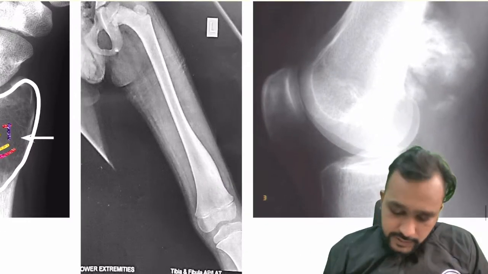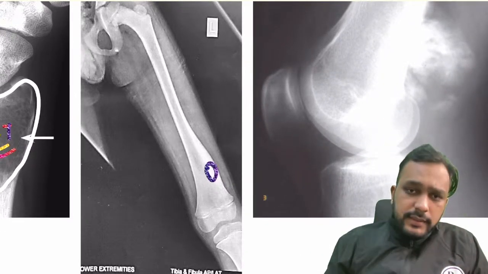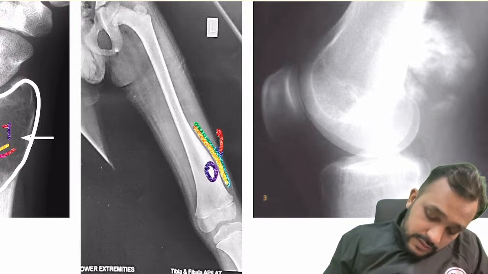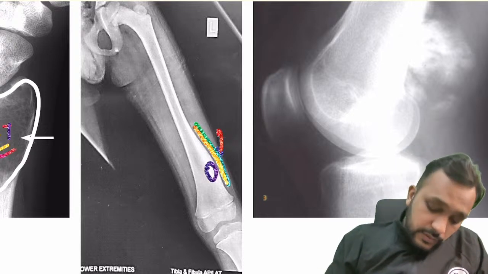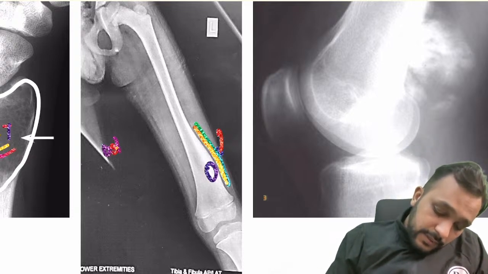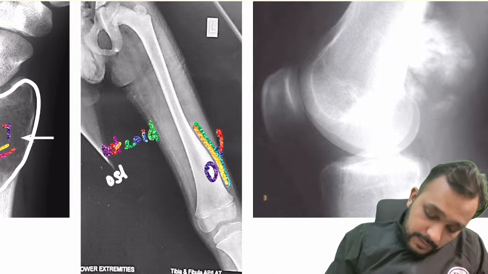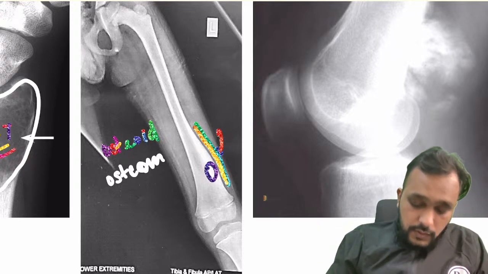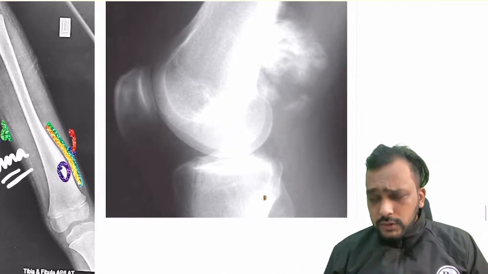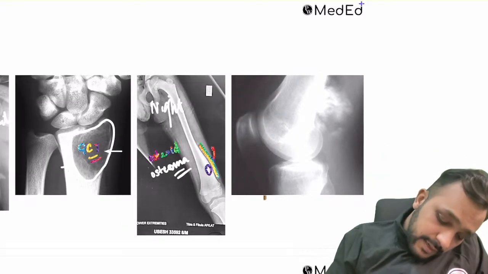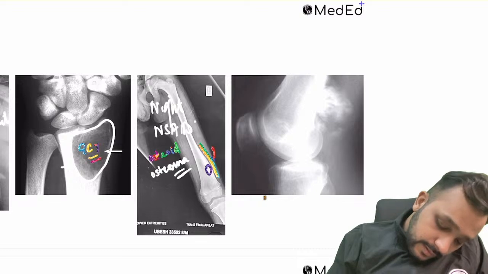In the third image we can see a lytic lesion present within the cortex of the bone, and surrounding it there is a thick periosteal reaction. The patient will present with a history of night pains. So this is a typical case of osteoid osteoma, with night pains that are relieved by taking NSAIDs.